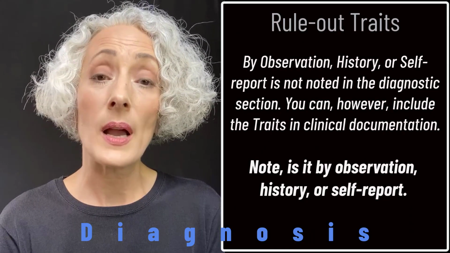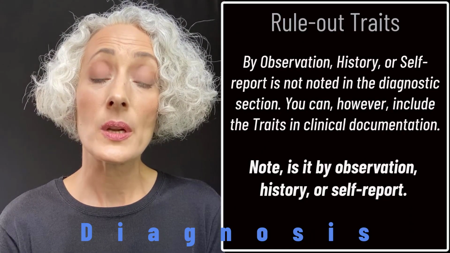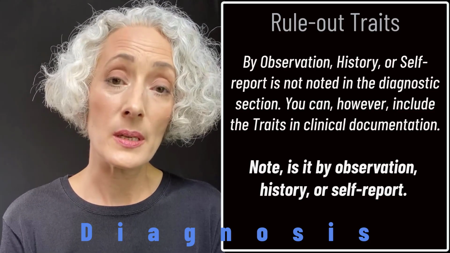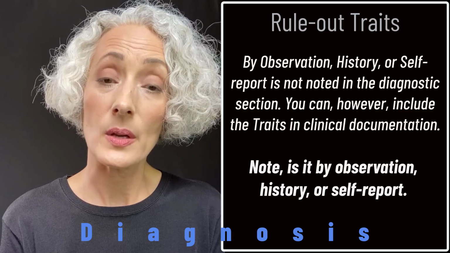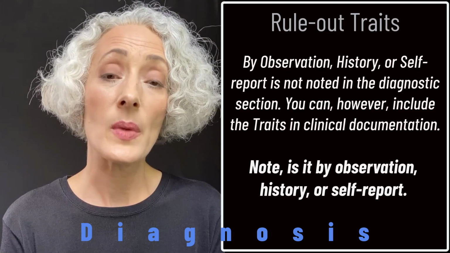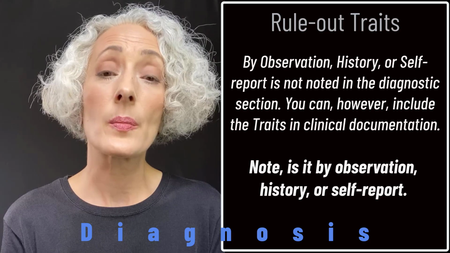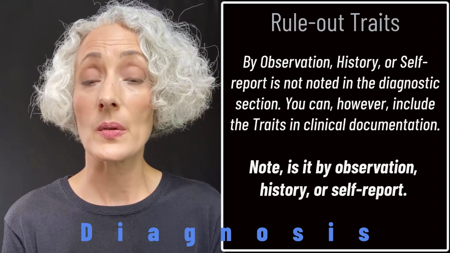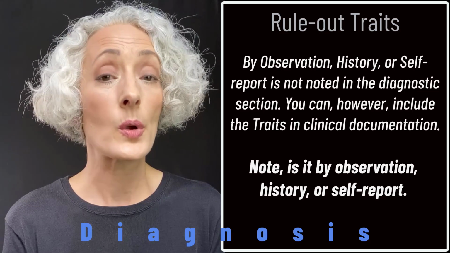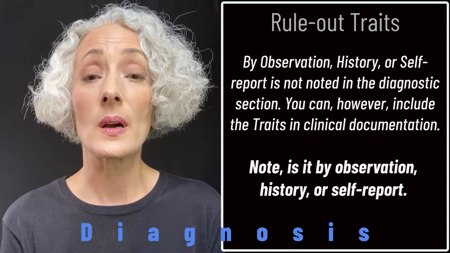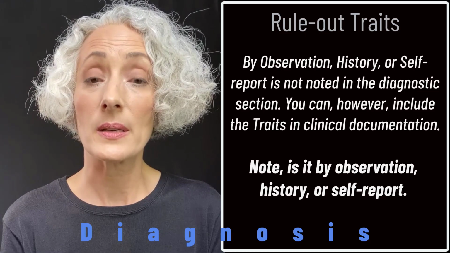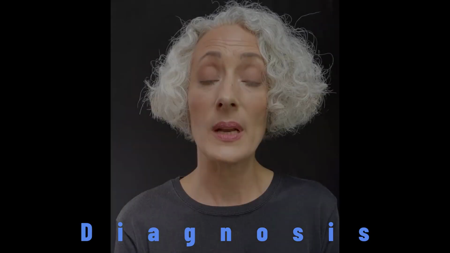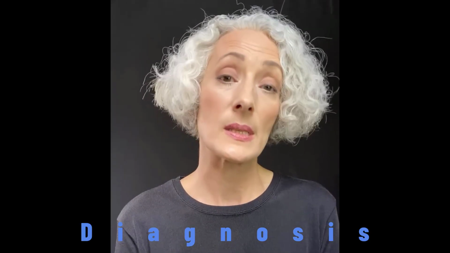When you have rule out, traits, history, or by self-report, these are not necessarily noted along with the diagnoses, but you can note them in the case note and then put next to the notation, was it a self-diagnosis? Was it by report from which provider? Was it some traits that you identified? So you can always include this in documentation, but not with the formal diagnosis itself.